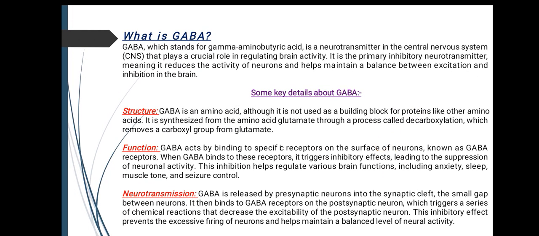Now we are going to discuss in detail what is GABA. GABA stands for gamma-aminobutyric acid. It is a neurotransmitter in the central nervous system that plays a crucial role in regulation of brain activity. It is primarily an inhibitory neurotransmitter, meaning it reduces the activity of neurons and helps maintain balance between the excitation state and inhibition in the brain.